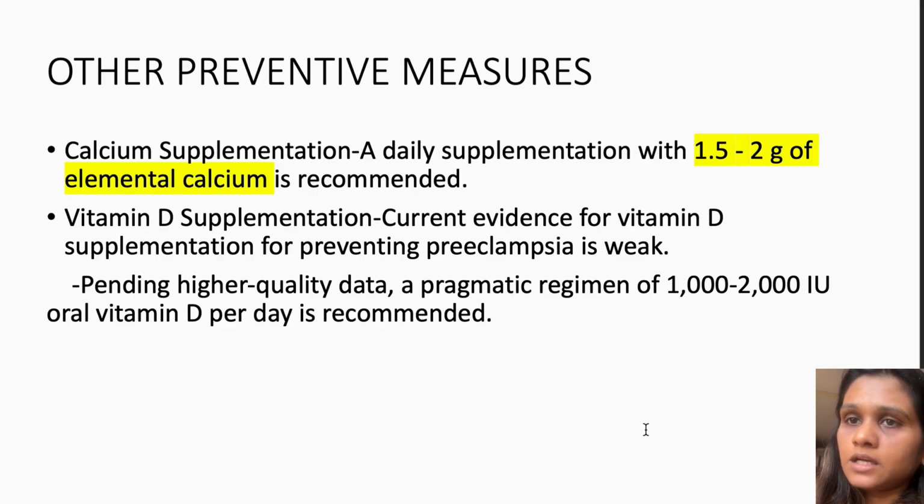Now, other preventive measures are calcium supplementation: daily supplementation with 1.5 to 2 gram of elemental calcium. This dose is also important. Vitamin D: current evidence for vitamin D supplementation for preventing preeclampsia is weak, but high quality data is still pending. A practical regimen of 1000 to 2000 IU oral vitamin D per day is recommended.